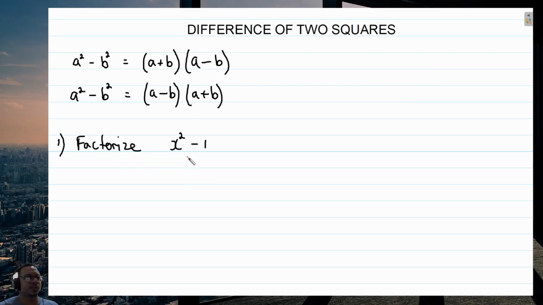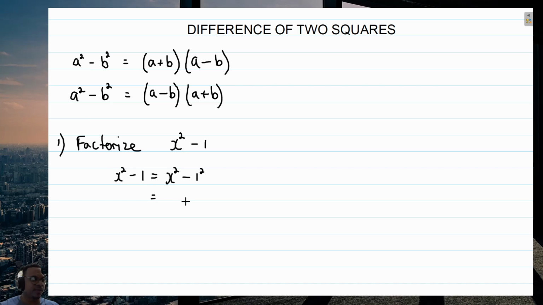Now my first question is to factorize x squared take away 1. Now I recognize that I have a negative sign here, so it's the difference. x is squared, and I know 1 squared is the same as 1. So therefore I have the difference of two squares. So I'll demonstrate. So here I have x squared take away 1 is equal to x squared take away 1 squared. They are the same. 1 squared is 1.